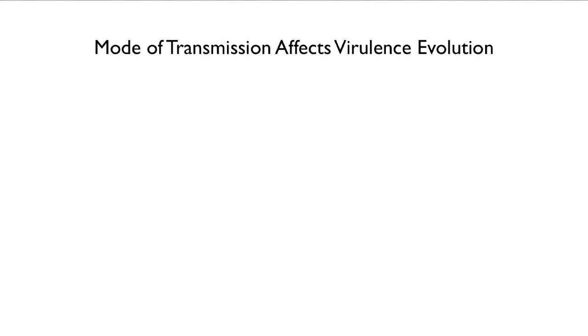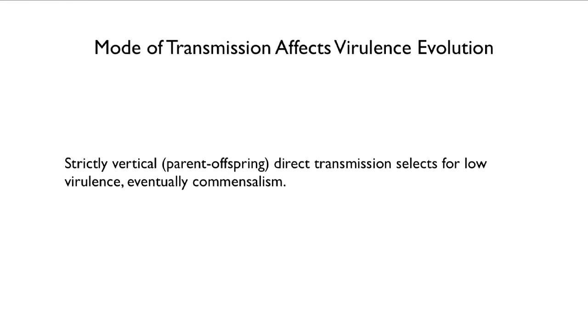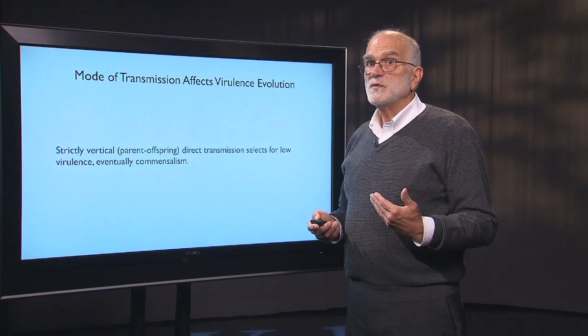Well, vertical transmission is between parent and offspring. So what we are thinking of as reproduction is vertical, and that is a direct way of getting the parasite from one host into the other. It will select for low virulence, and eventually it will select for commensalism. Because the genetic interests of the host and the pathogen are completely identical in this case, there is no reason for the pathogen to do anything to disturb the reproduction and survival of the host.